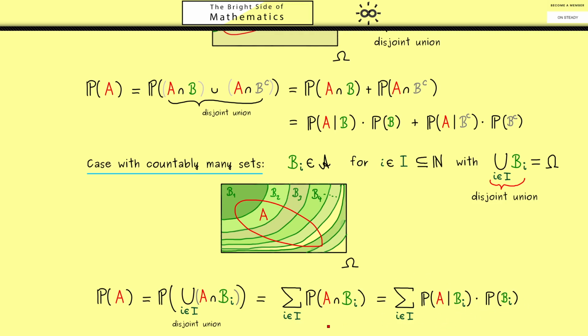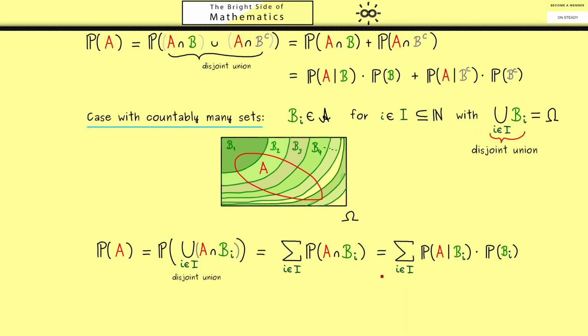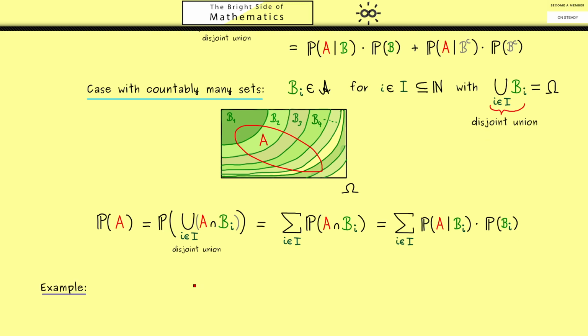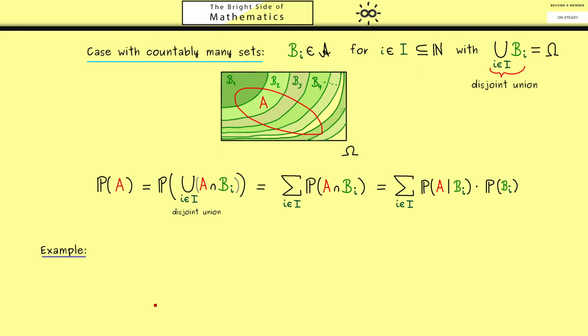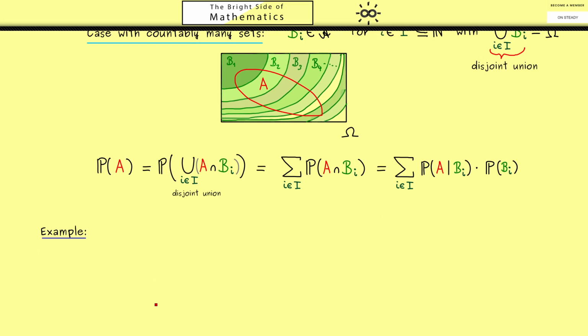Now this formula here is indeed the general law of total probability. And how we can apply this we will see in the next example. Actually, this is one of the most famous examples in probability theory. It's the so-called Monty Hall problem. And because it is so well known, I don't want to go into the whole history and the details. We just use it to compute a probability with the two laws above.